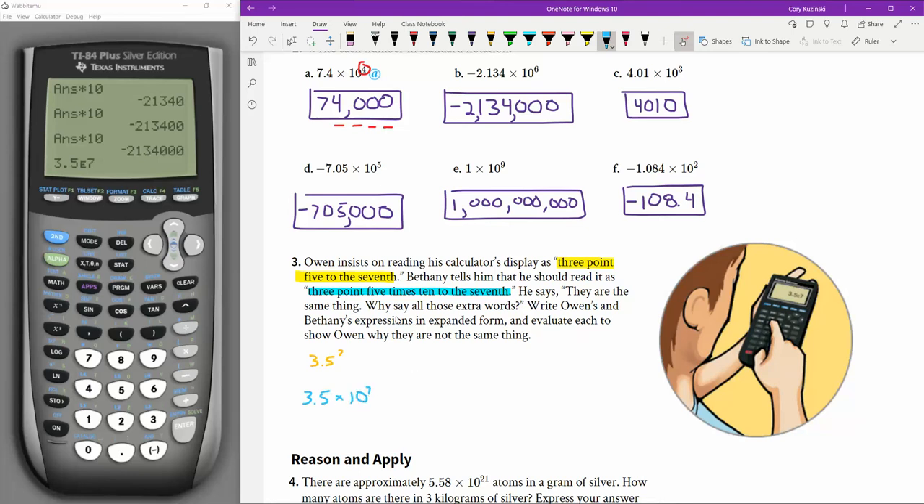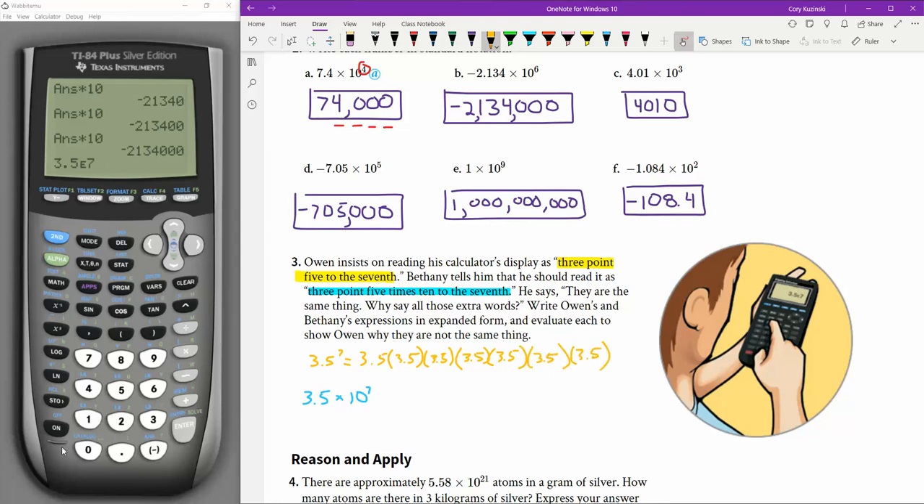He says, they are the same thing. Why say all those words? Write Owen's and Bethany's expressions in expanded form and evaluate each to show why they are not the same thing. So here's Owen. Okay, it's 3.5 times 3.5 times 3.5. There's 3 of them. 4, 5, 6, 7.